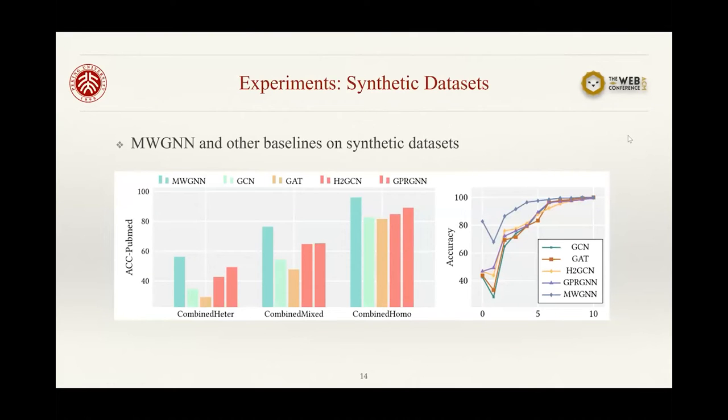To better investigate the performance of metaweight GNN on datasets with different global or local edge homophily distributions, we conduct experiments on a series of synthetic datasets. Metaweight GNN outperforms GCN and GAT on all homophily settings. On the other hand, we test our model on three combined graphs: homophily dominated, mixed situation, heterophily dominated. As the figure reveals, metaweight GNN disentangles the combined data well and achieves good results on all three synthetic datasets.